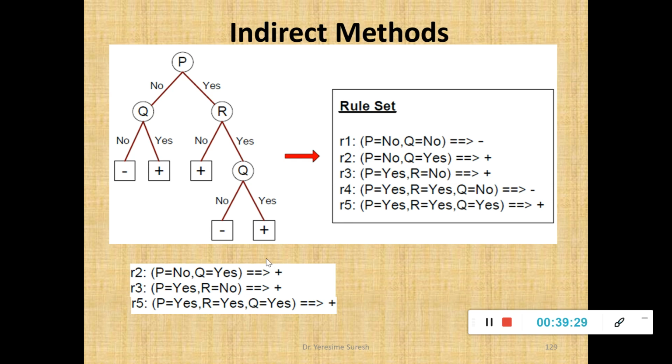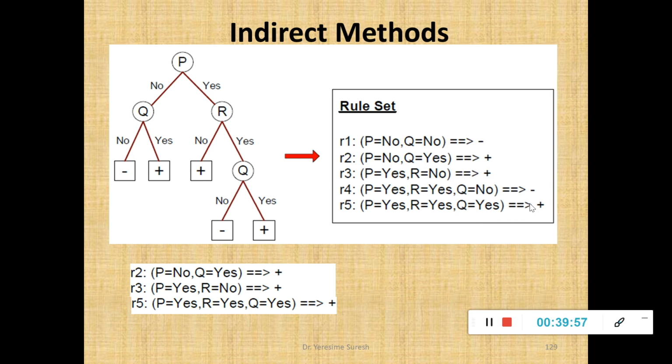Now, if you observe your rules R2 and R5, R2 is saying P is no, Q is yes. R5 is saying P is yes, Q is yes. See the similarity between R2 and R5. Whenever Q is yes, it is getting classified as positive. Look at all your instances. Q is yes, it is positive. Q is no, here I am not considering this. Q is yes, yes, it is positive.